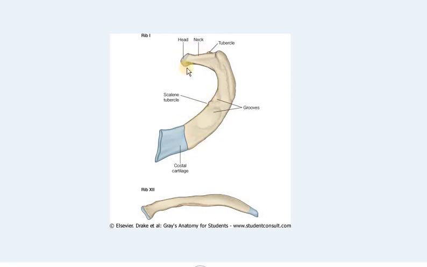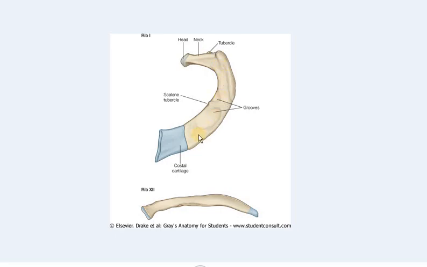The first rib also has the head, neck and tubercle parts, but the head has only one articular surface which articulates with the first thoracic vertebra. Like other ribs, the tubercle has a facet for articulation with the transverse process of the first thoracic vertebra.